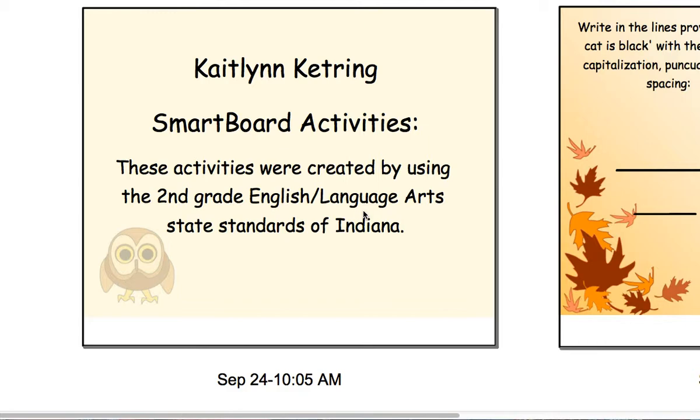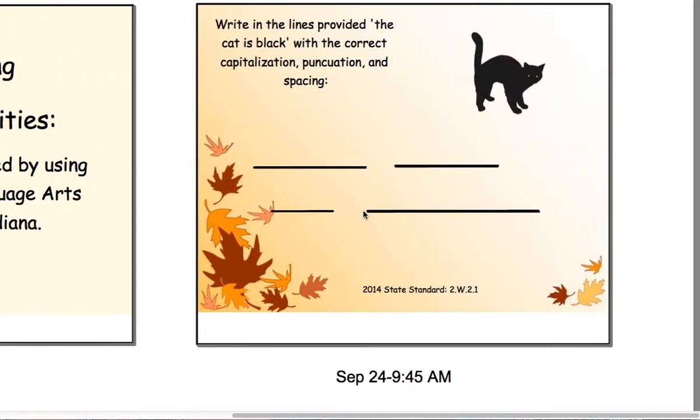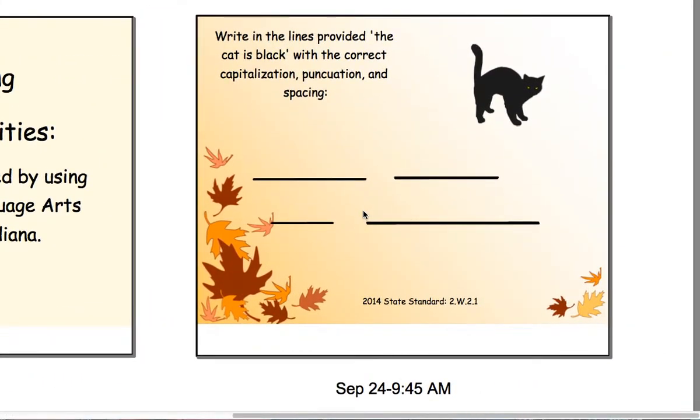These activities were created by using the 2nd grade English and Language Arts State Standards of Indiana. My first activity that I created was a simple fill in the blanks, and it states, write in the lines provided, the cat is black with the correct capitalization, punctuation, and spacing. This is a great way to get your students up at the board writing in their own handwriting without you having to help them, to see where they're at, not only with what is stated above, but where they're at in their spelling and how their letters look.